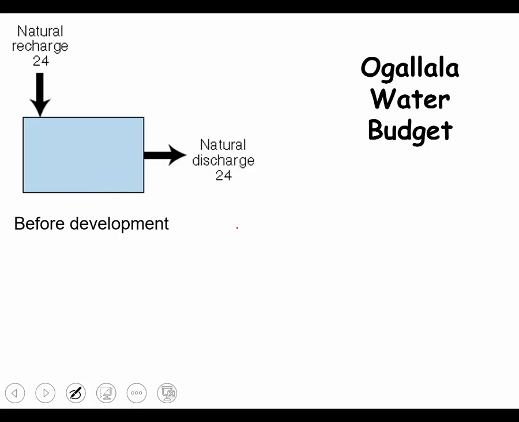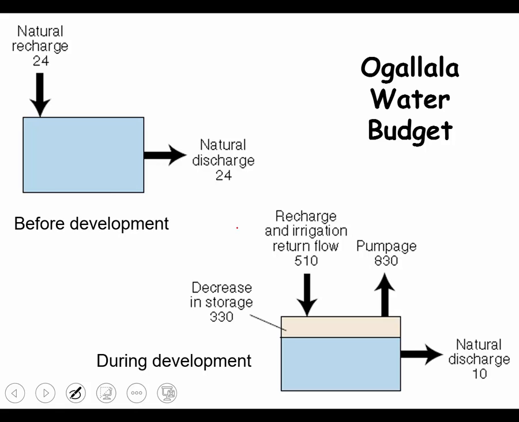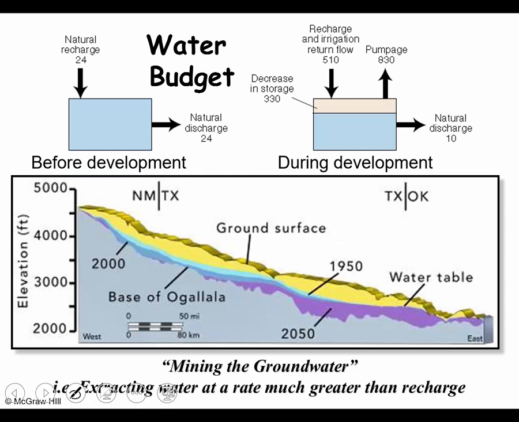Okay. If you increase the recharge, the water table will rise. If you increase the discharge, the water table will drop. So this is before development. Now, though, we are pumping 830 units. Now, a lot of that goes back, but not nearly as much as we take back. So we are decreasing the units by 330 units, and now the natural discharge is down to 10. This is a long way of saying that we are depleting this aquifer. The aquifer is dropping because we are taking out more than is going back in.